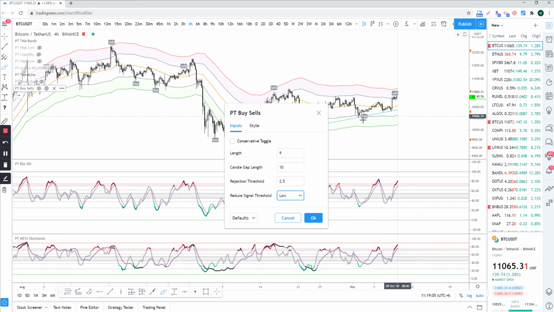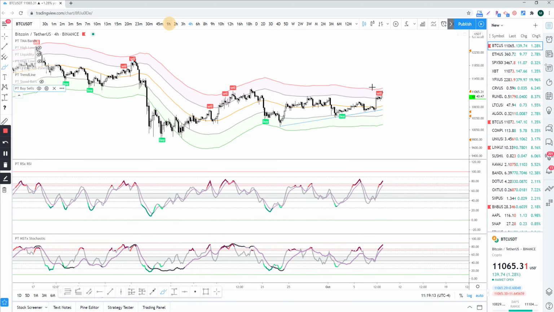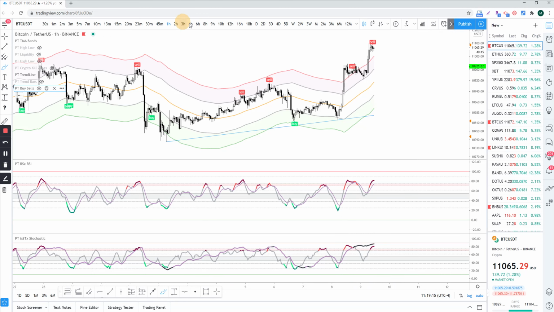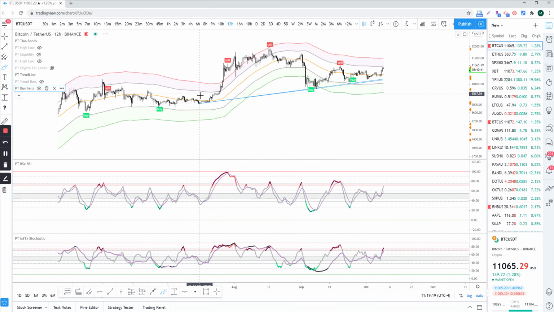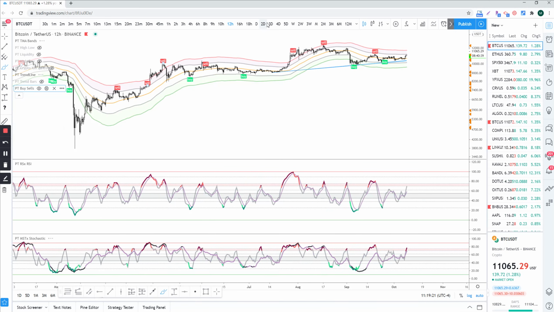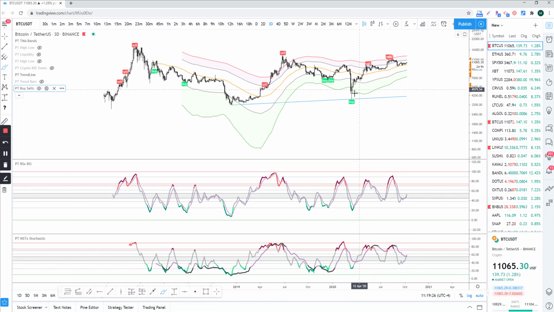They work. So 1 hour is my go-to. I love the 1 hour. I do the 3 hour, 4 hour for confluence, 12 hours for swings for the signals. They work. I'm telling you, they do work. If you want to look at spot buying, 2 day, 3 day, buy, sell, whatever. 4 day, 5 day works. Weekly, not so much. I'm not into the weekly.